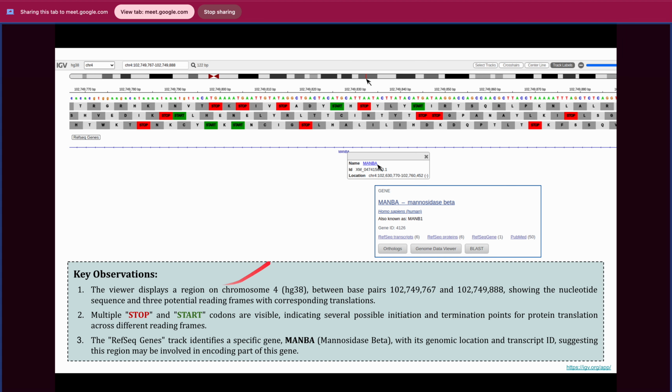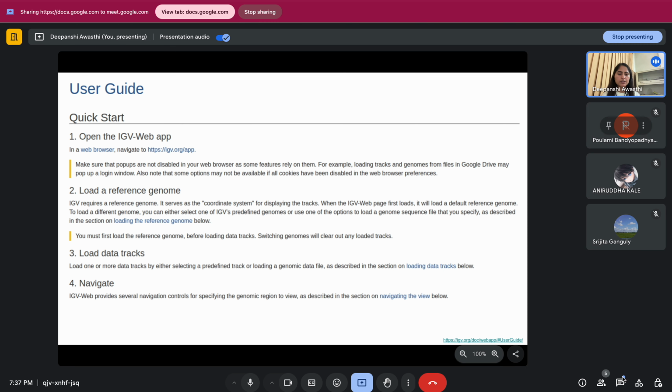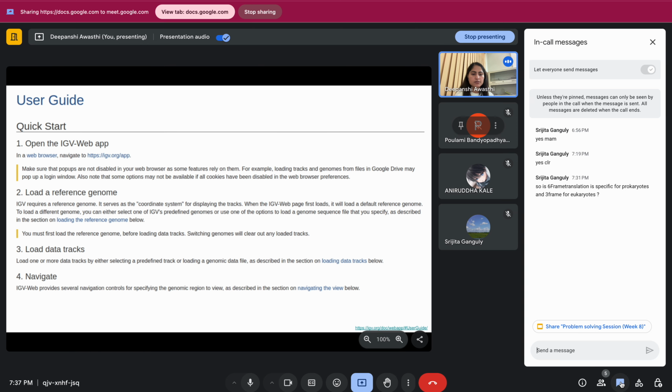The key observations also tell you the same. I've kept it because if you have not attended the lecture, then from this key observation section you will be able to find out what is being shown in this figure. And then there will be a user guide. So is it clear till now, or do you have any query about how it is working?